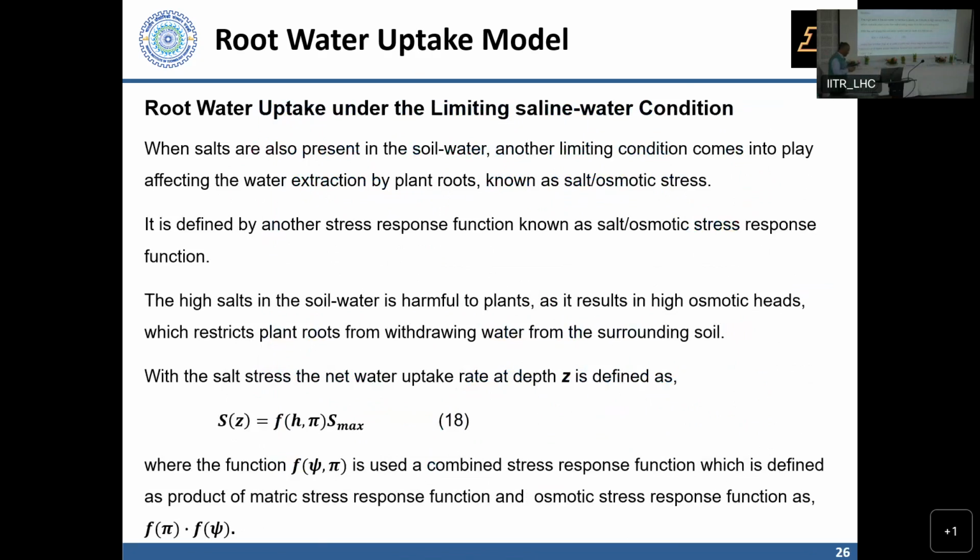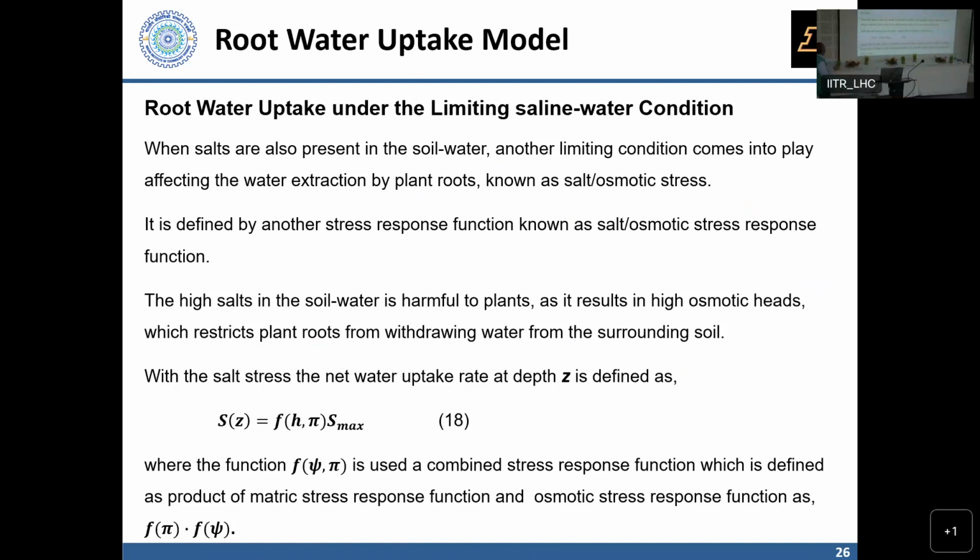And nowadays, of course, even in India, it has just started because treated water is also being used for irrigation. We know that treated water, even though it is treated, still contains a lot of salts. Basically, it is more saline compared to the irrigation water we use from surface water or groundwater sources.